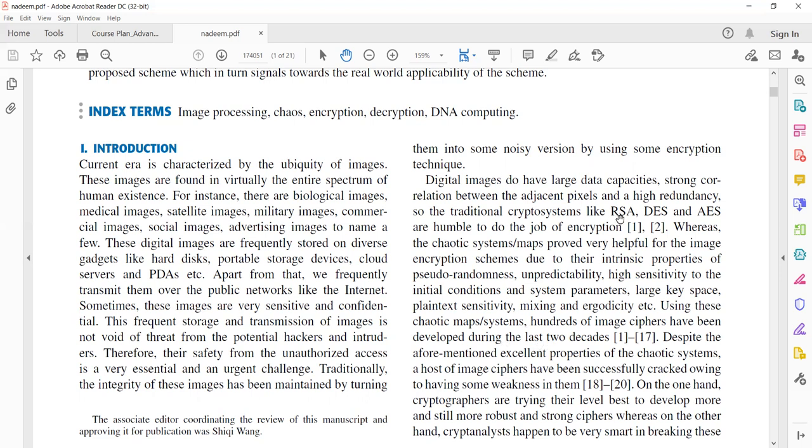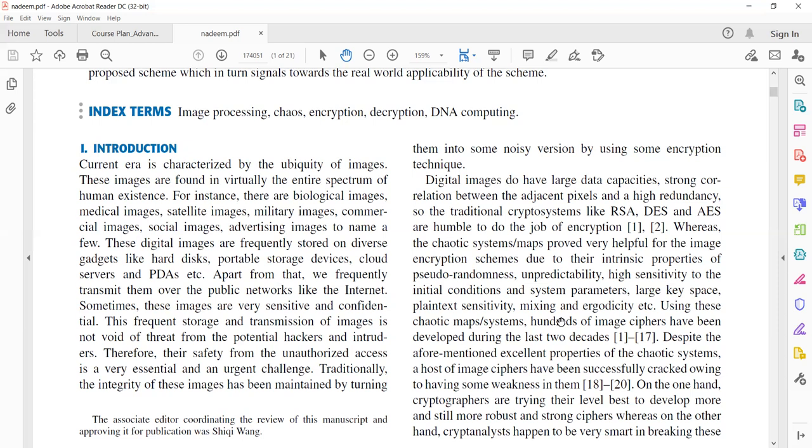Traditionally, RSA, DES, and AES ciphers have been applied for this purpose, but unfortunately, they were developed for encrypting text data. In sharp contrast to that, images have radically different characteristics like bulky volume, strong interpixel bonding, and high redundancy. So, an entirely different scheme of things is required to address this problem.